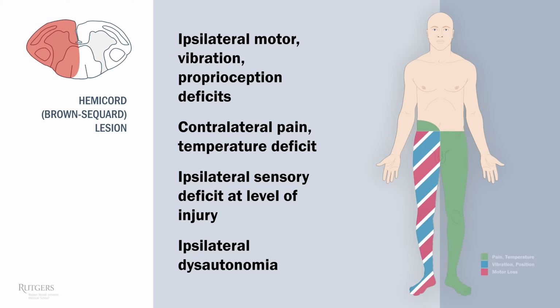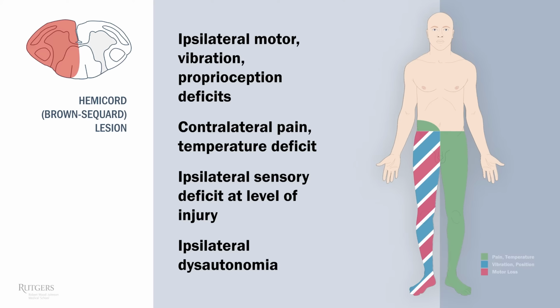Where's bladder dysfunction? Well, bladder dysfunction does not happen because this requires bilateral damage to descending autonomic pathways. By the way, Brown-Séquard does not have to be caused by trauma, and almost anything that can involve the entire cord can also cause a hemicord pathology, including multiple sclerosis and varicella zoster virus myelitis.